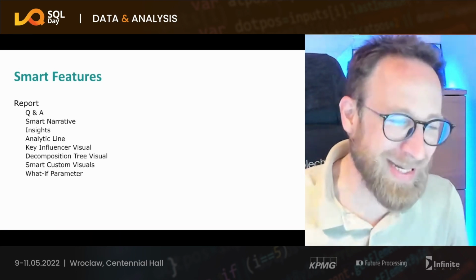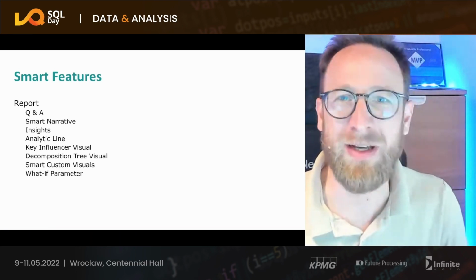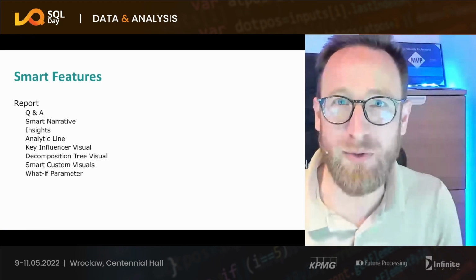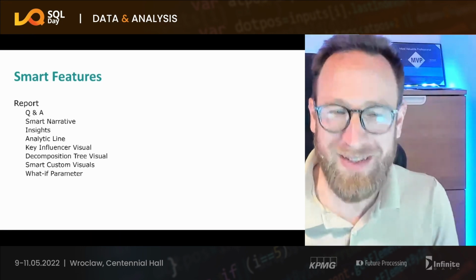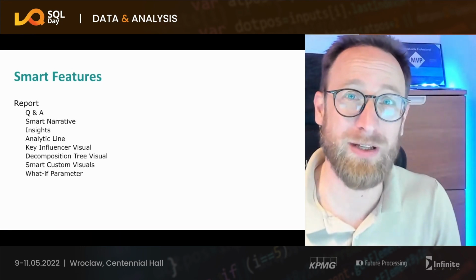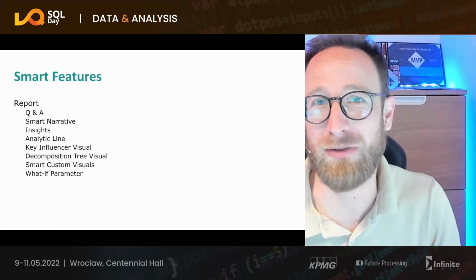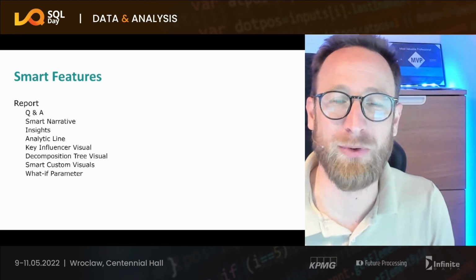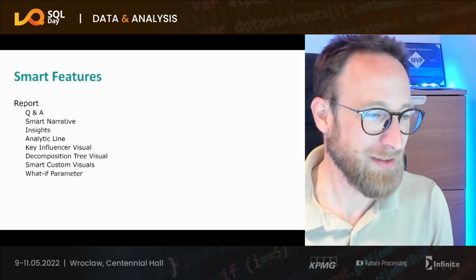Then we have the Analytics line, where we can add additional lines. We have the key influencers and the decomposition tree visuals, which are built-in standard visuals. We also have smart custom visuals, so you can reach out to the App Store to download additional visuals, which can help you discover something in your data. And there is the what-if parameter.